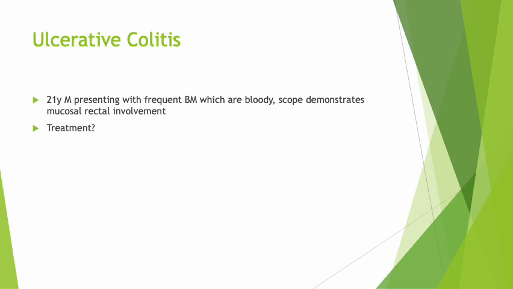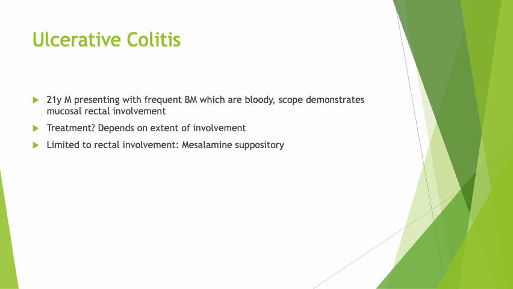And then moving on to ulcerative colitis, just an example, you can have a 21-year-old male presenting with frequent bloody bowel movements, and you perform a diagnostic endoscopy which demonstrates mucosal rectal involvement. So how would you like to treat this patient? So the treatment is going to depend on the extent of involvement. Again, remembering that ulcerative colitis is going to be continuous. It's not going to be those skip lesions, so they'll always have rectal involvement.